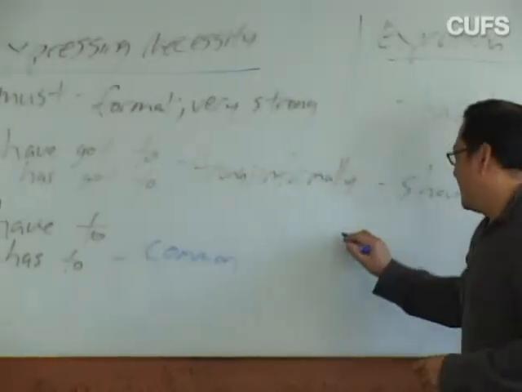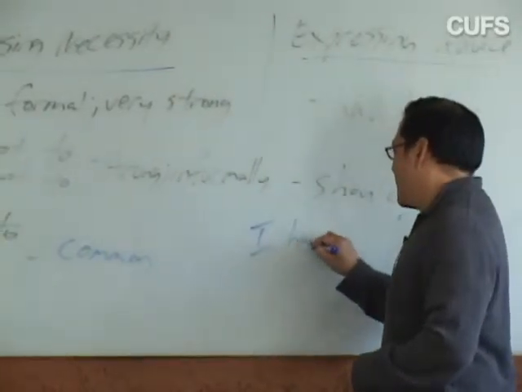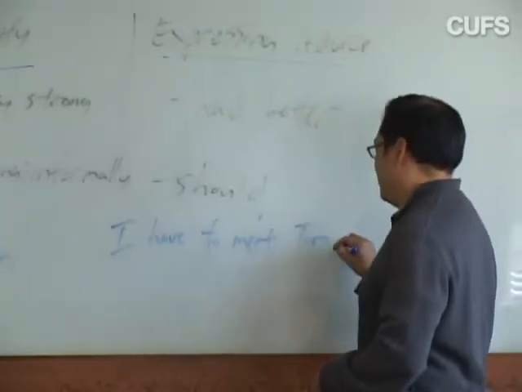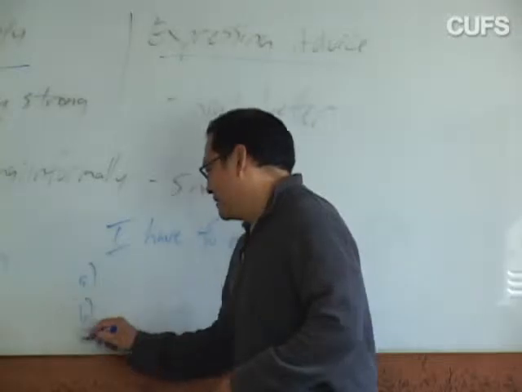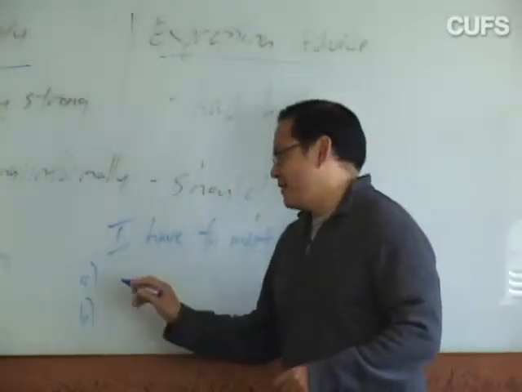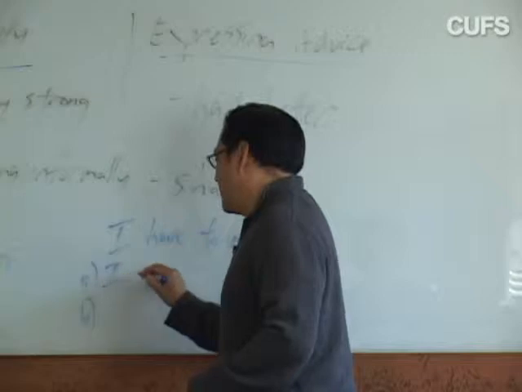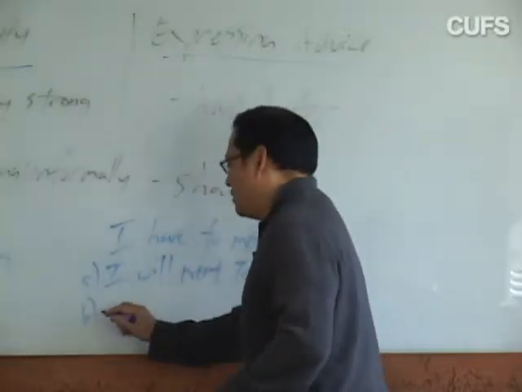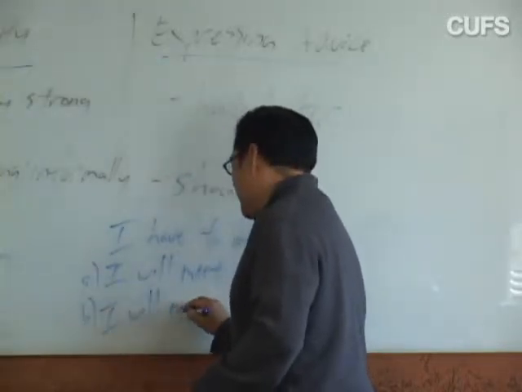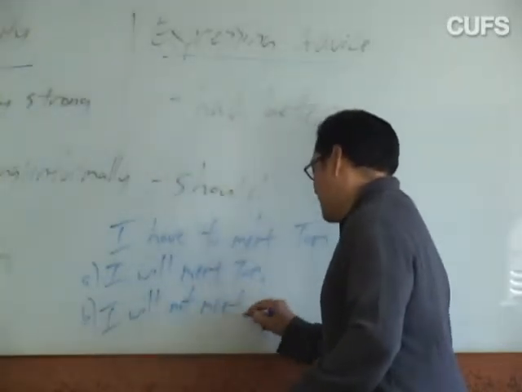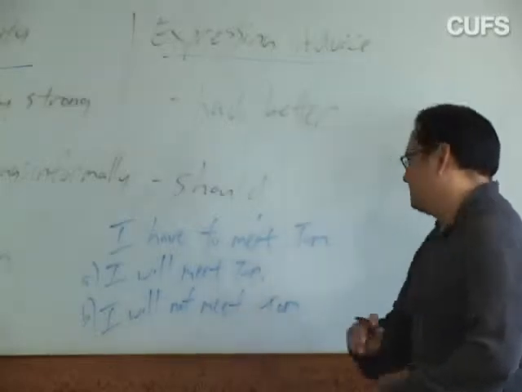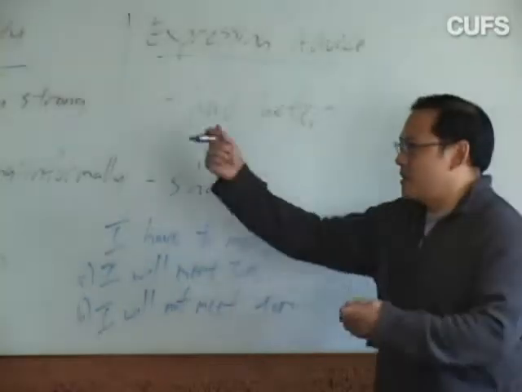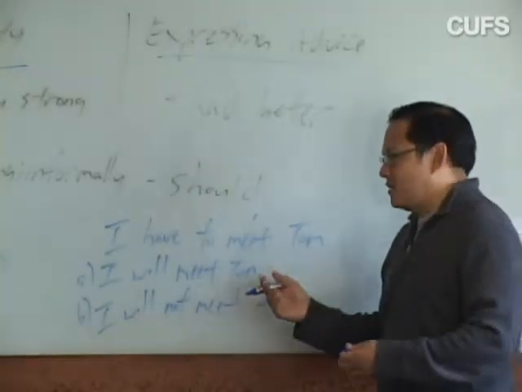So, for example, if I say, I have to meet Tom, what does it mean? Everybody, I have to meet Tom. I have to meet Tom. It means what? I will meet Tom, or I will not meet Tom. A or B? I have to. Okay, it's necessary. Tom has a problem, or Tom is sick. I have to meet Tom.